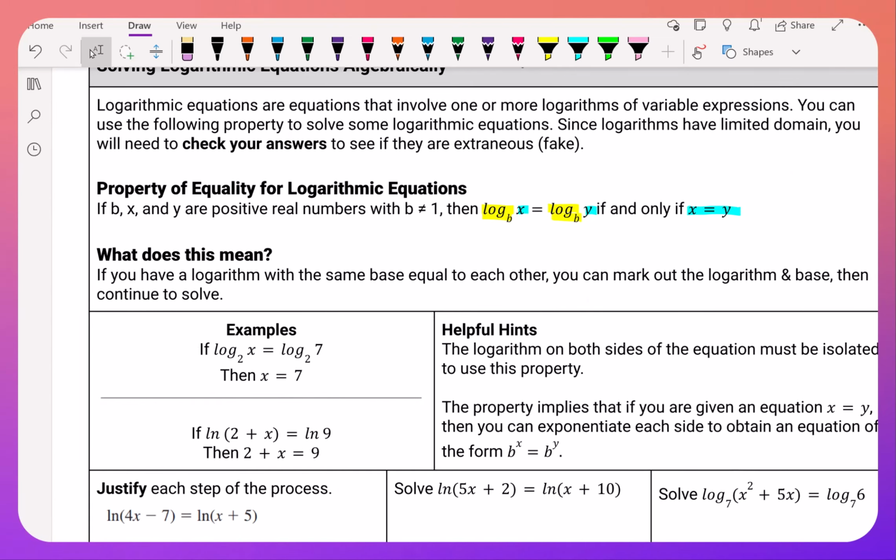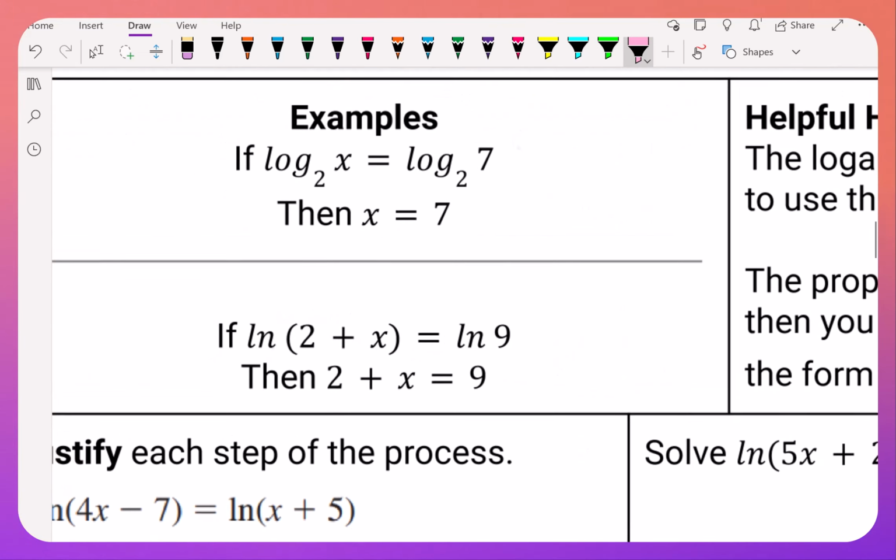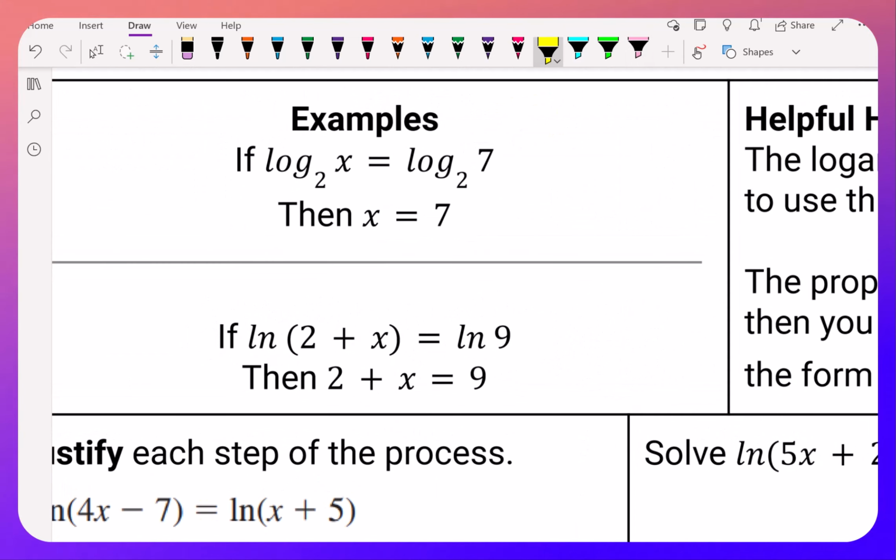One thing that you do have to worry about, though, is that you can have extraneous solutions when you're solving a logarithmic equation. The reason why is because your domain is limited. So if your domain is limited, just make sure that you plug your answer back in to make sure that it works. Okay, so here's a couple of examples that use this property.